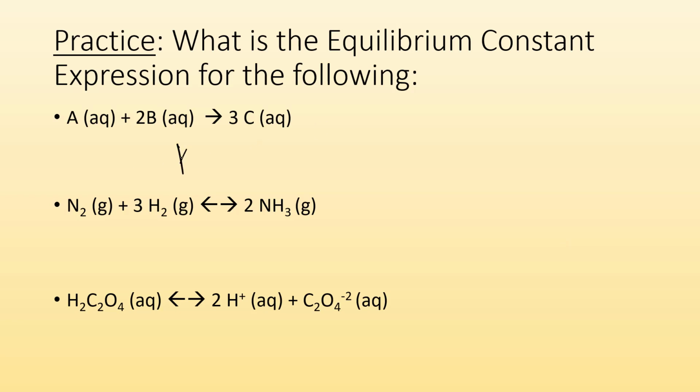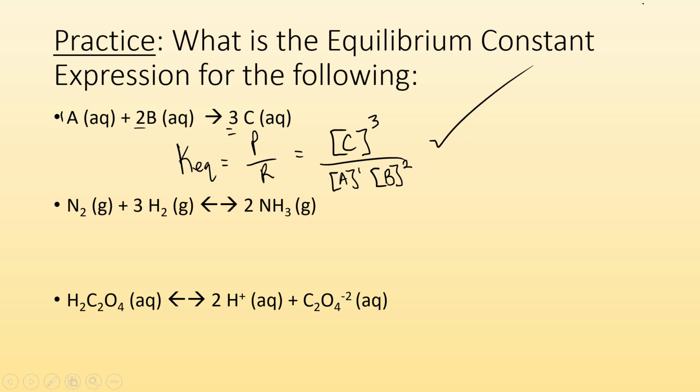So KEQ is going to be the products over the reactants. So the products would be C, and it's going to be to the third power because of that coefficient of 3 there, all over the reactants. So I have A with a coefficient of 1, so it's to the 1 power, times B to the second power because its coefficient is 2. So that's what it is for the first one.